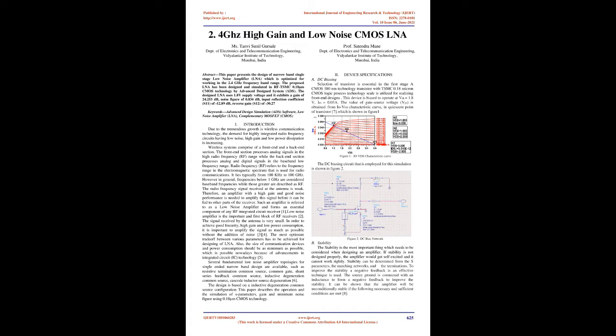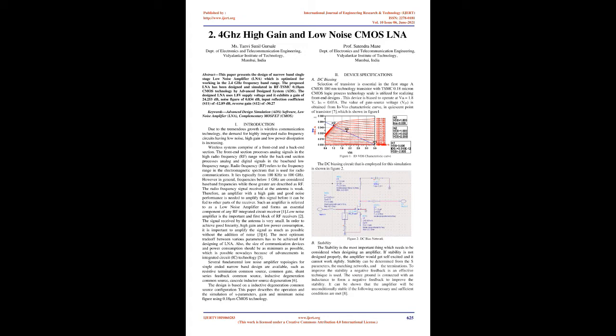Radio frequency, RF, refers to the frequency range in the electromagnetic spectrum that is used for radio communications. It lies typically from 100 kHz to 100 GHz. However, in general, frequencies below 1 GHz are considered baseband frequencies while those greater are described as RF. The radio frequency signal received at the antenna is weak. Therefore, an amplifier with a high gain and good noise performance is needed to amplify the signal before it can be fed to other parts of the receiver.